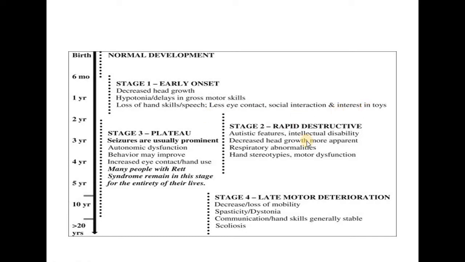And in the second stage, there is rapid destruction, which occurs between 2 to 5 years. There are autistic features, intellectual disability, decreased head growth, more apparent respiratory abnormalities, then hand stereotypies and motor dysfunctions you can see in the child who is affected with Rett syndrome. This is the second stage.